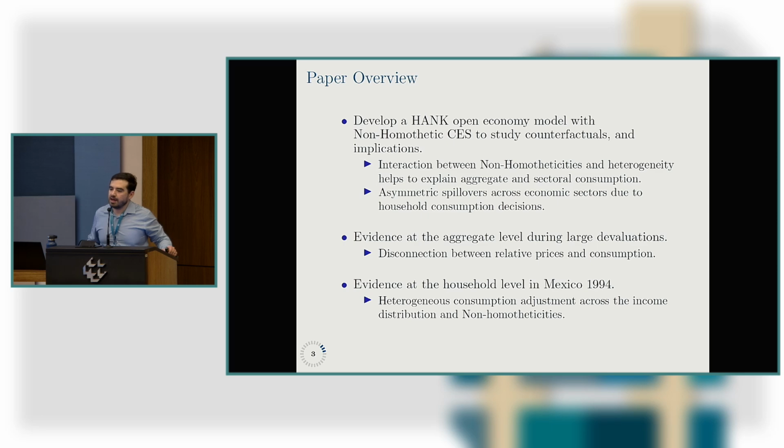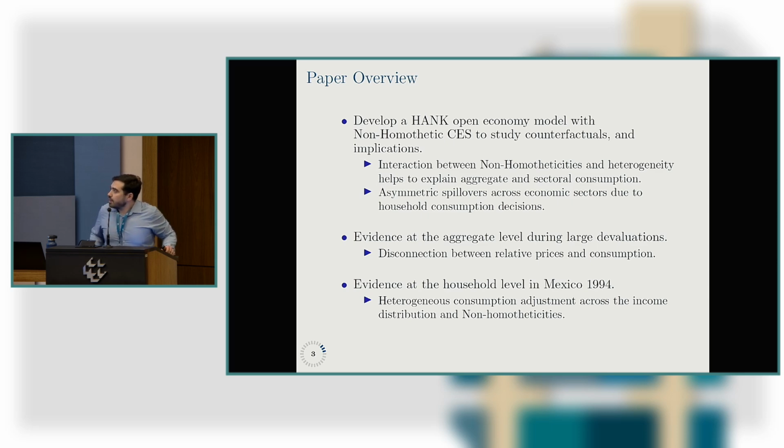The model that I developed is a HANK model. You can think of it as a small open economy model with two sectors, tradable and non-tradable. In the textbook model you have representative agents, so the first extension is household heterogeneity, relaxing the representative agent assumption. The second is that models usually assume consumers have homothetic CES preferences. So I also extend that assumption, and this model includes generalized non-homothetic CES preferences. I will tell you in a second why those two ingredients are important.